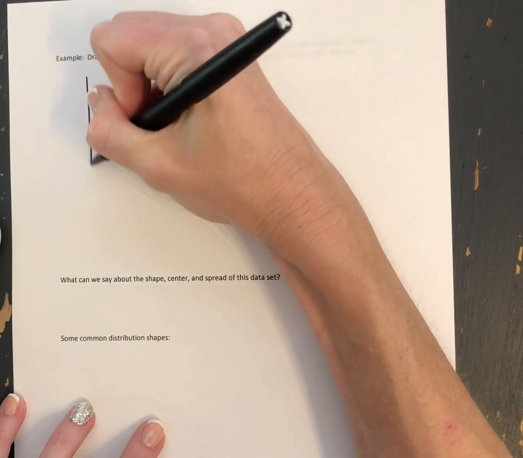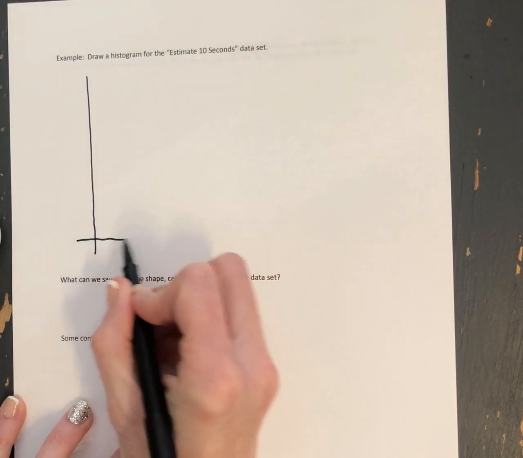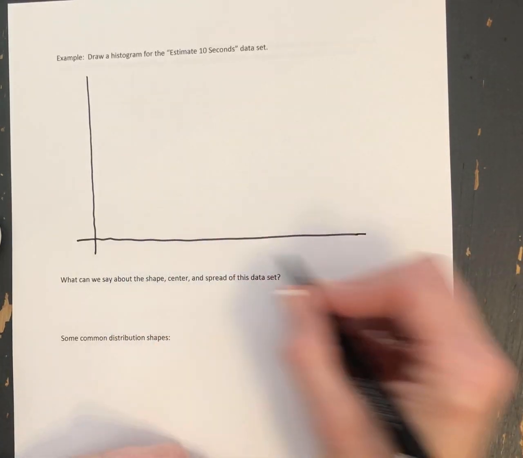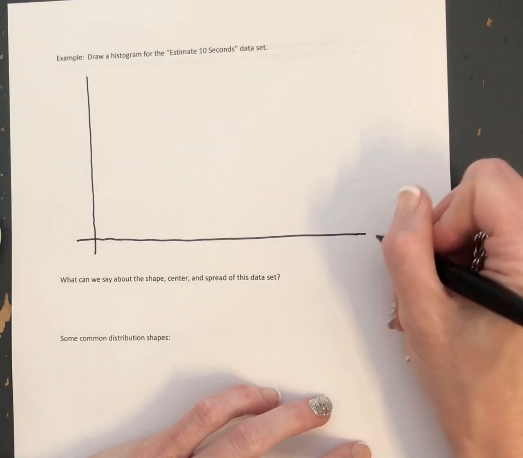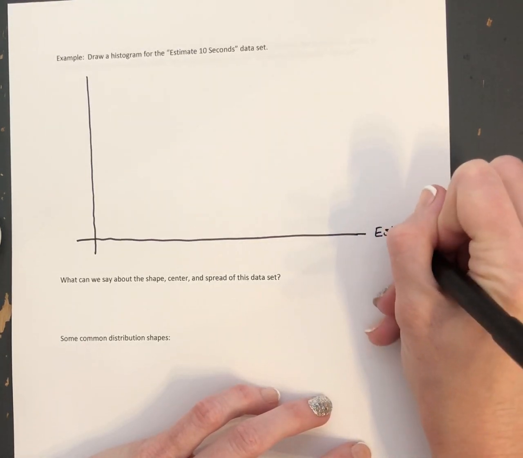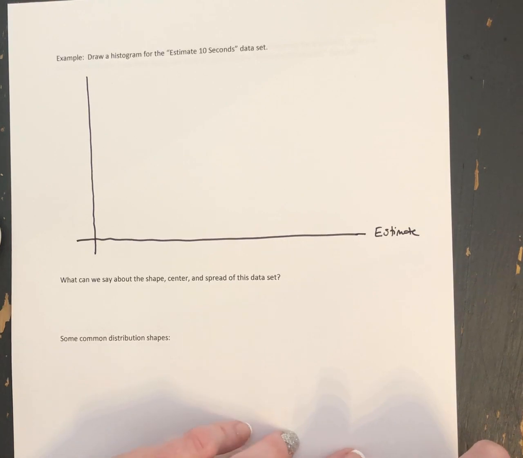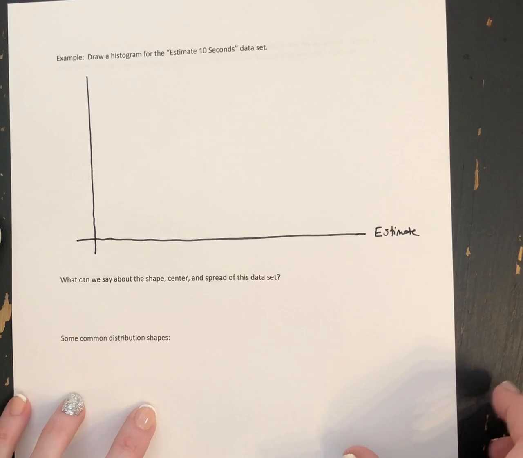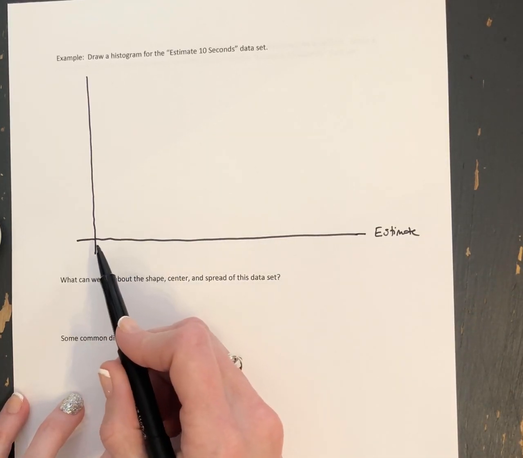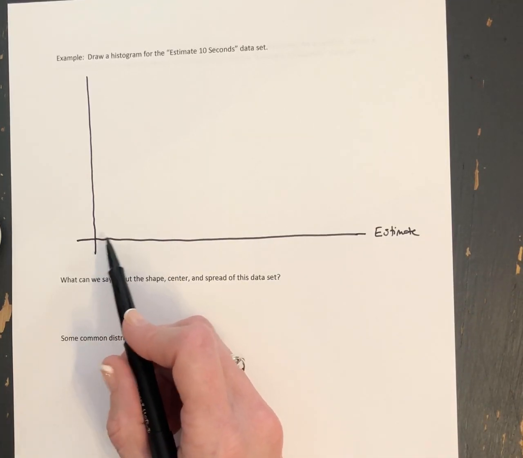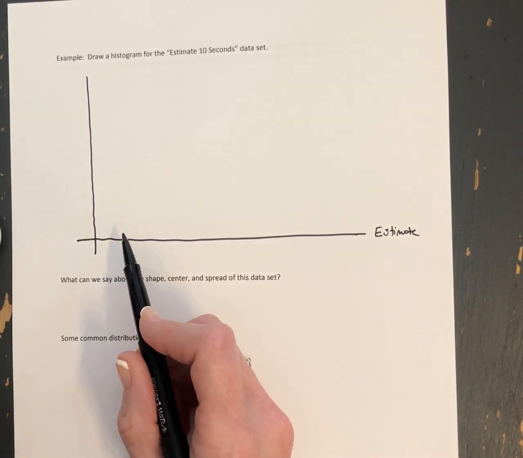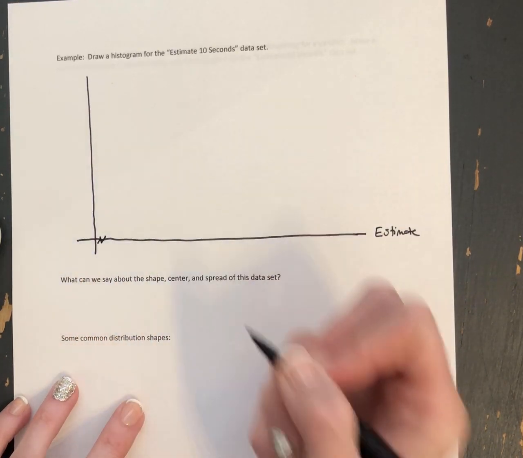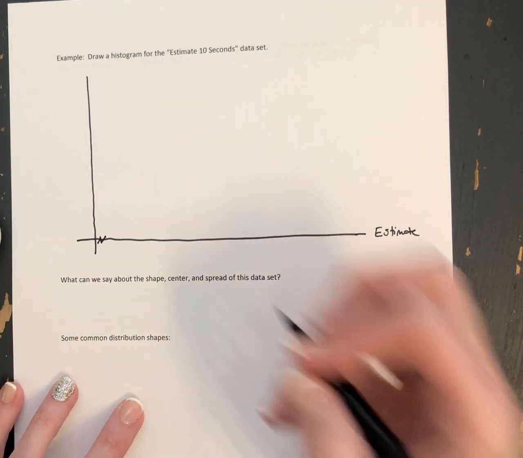So to draw a histogram, we still need 2 axes, just like we did in the bar graph. Our horizontal axis is still going to be our variable of interest, so this is our estimate of 10 seconds. We're going to do something a little bit differently here: because we did not have classes going from 0 to 1, and then 1s, 2s, 3s, 4s, and 5s, we're actually starting, if you remember, at 6. We're going to put a little break here in the axis, a little squiggly line to show we're breaking the axis.